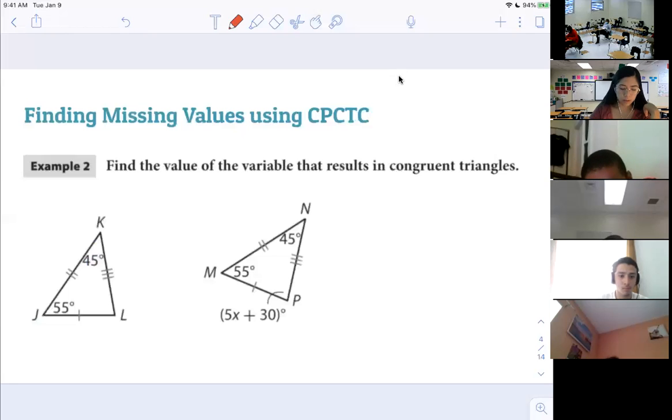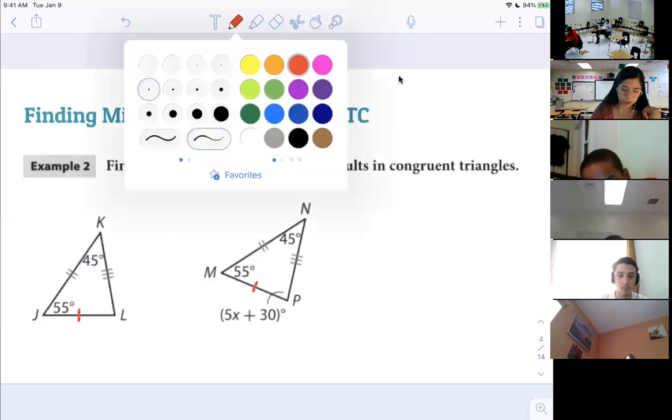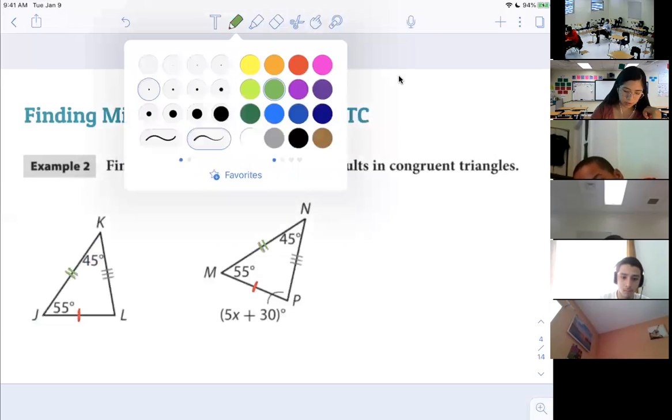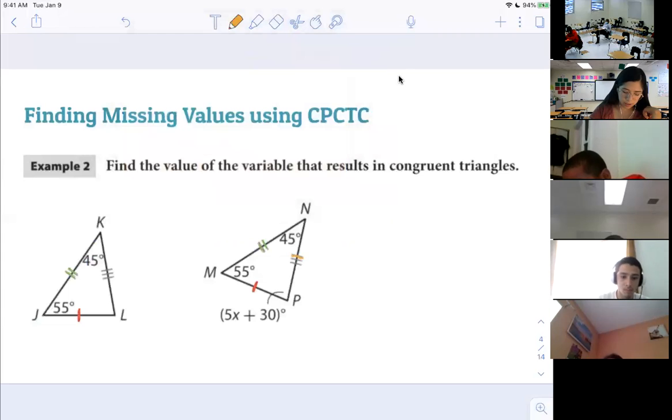Yeah. So remember, these markings, in case we haven't seen them or remembered what they are, the markings tell you which sides are congruent to each other. So here this tells me that the two red sides are congruent, the two green sides are congruent, and then the two orange sides are congruent. So we already know that all of the sides are congruent, and then the two angles match up. So the last thing I need to figure out is how much is the value of x.